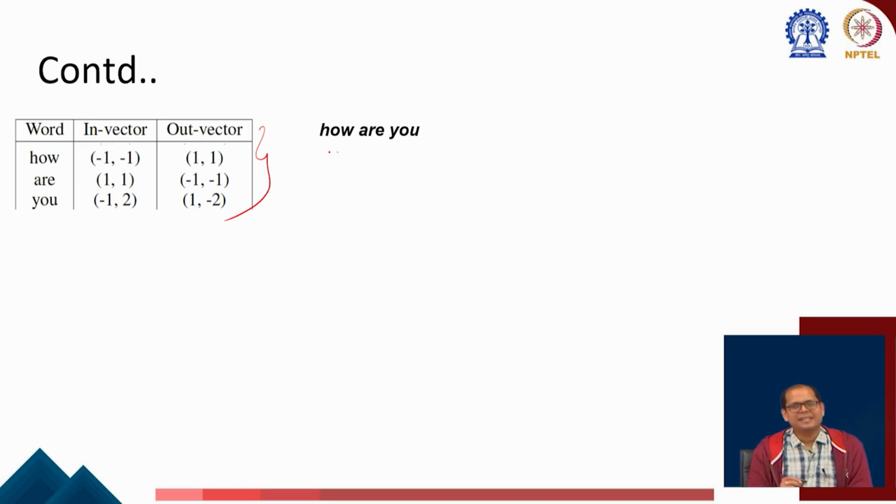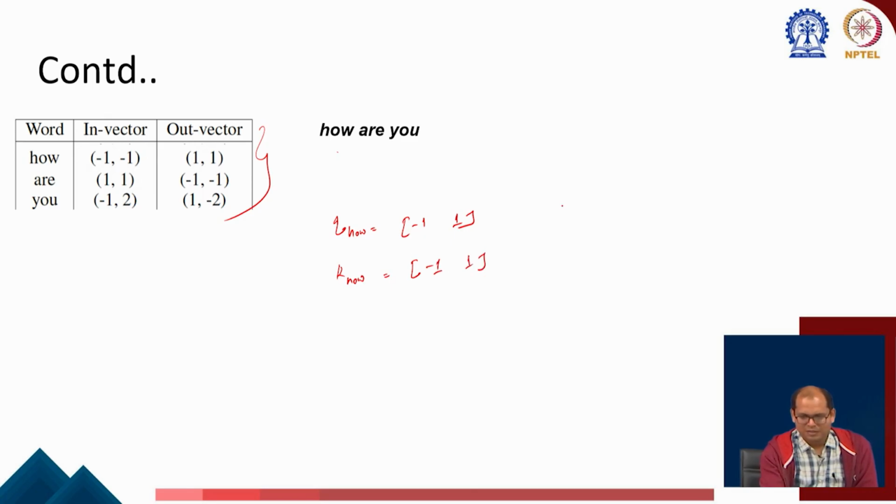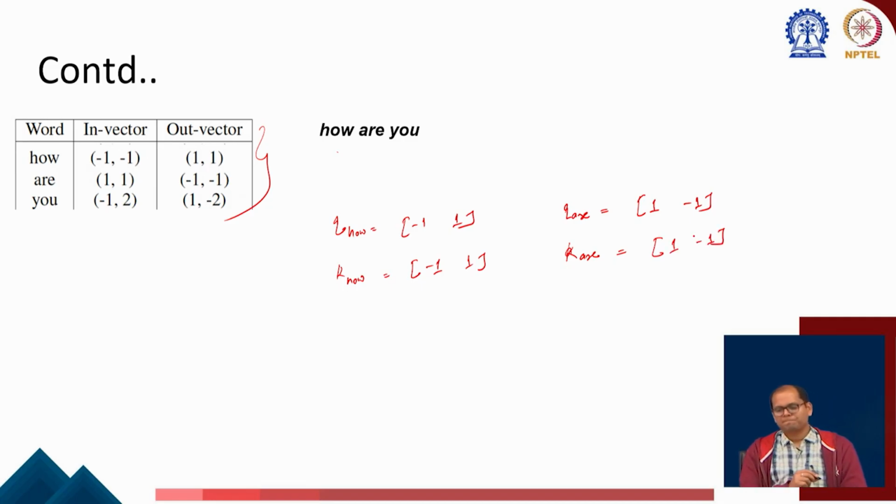You see query and key are the same for both the attention heads, so I can just compute the dot product once, right. So, query for how is -1, 1 and key for how is -1, 1. Query for R is 1, -1 and key for R is again 1, -1, right.